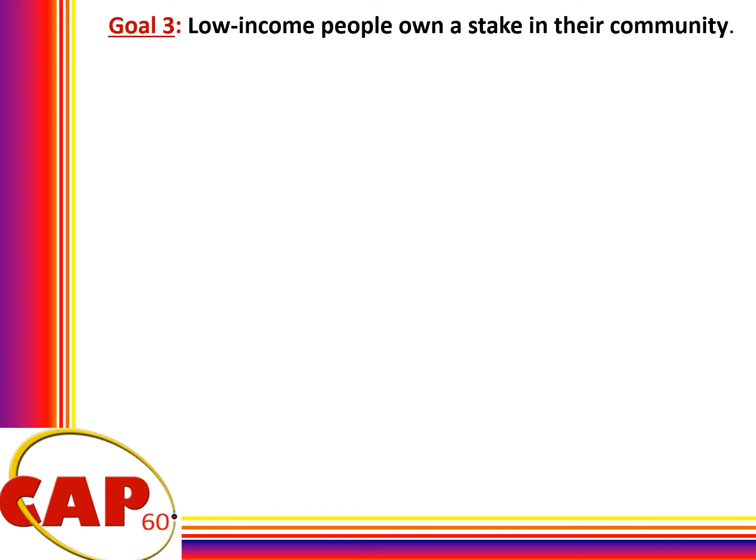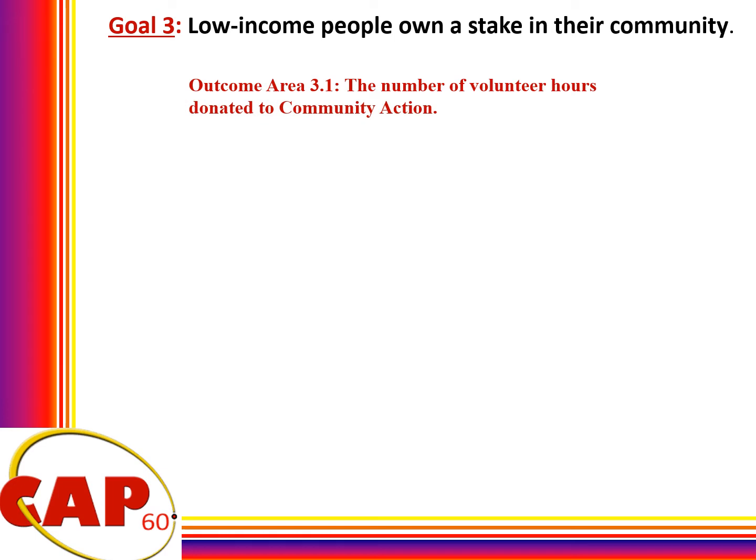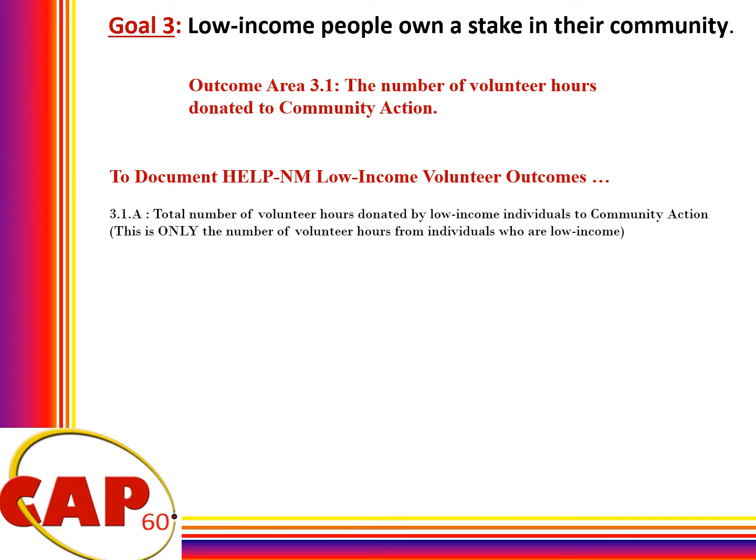Let's break down Goal 3. Low-income people own a stake in their community. Goal 3 only consists of two outcome areas, 3.1 and 3.2. Outcome Area 3.1, the number of volunteer hours donated to community action. NPI 3.1 collects the number of hours donated by low-income volunteers to community action. Only include volunteer hours donated by low-income individuals. Volunteer time can be for any program or activity. To document Help New Mexico low-income volunteer outcomes, use the following NPI. 3.1a. Total number of volunteer hours donated by low-income individuals to community action.